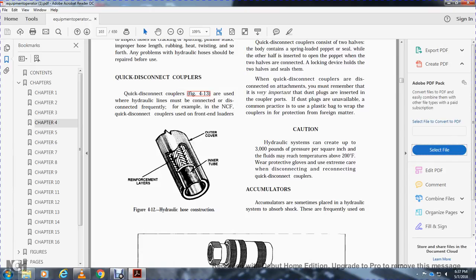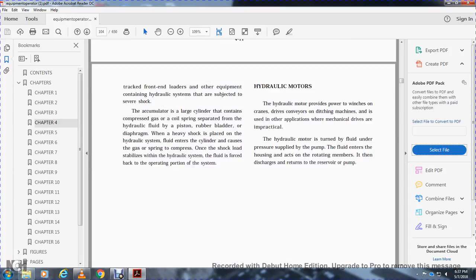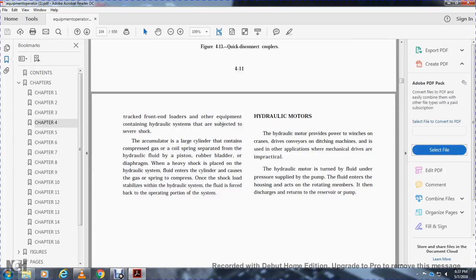Accumulators are placed on the hydraulic system to absorb shock. They are used on track front end loaders and other equipment containing hydraulic systems subject to severe shock. The accumulator is a large cylinder containing compressed air, gas or a coil spring, separated from the hydraulic fluid by a piston, rubber bladder or diaphragm. When a heavy shock is placed on the hydraulic system, the fluid enters the cylinder and compresses the gas or spring. The compressor absorbs the shock load, then the fluid is forced back into the operating portion of the system.